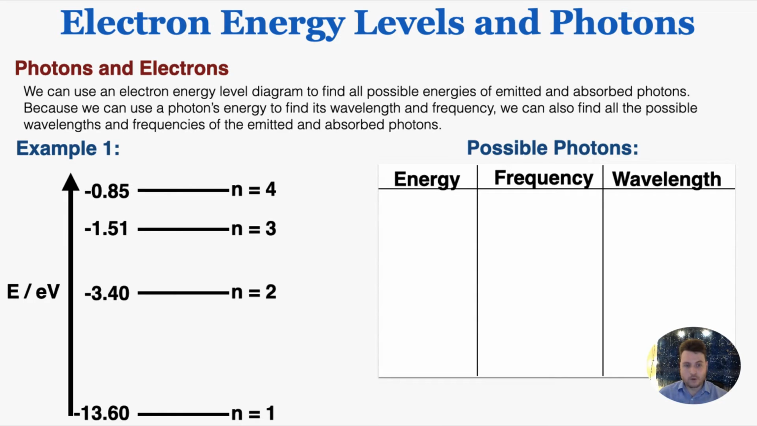I can see I have 4 energy levels. That axis on the left is just telling me that's measuring energy in electron volts. And I can find either all the ways that an electron can emit or absorb a photon.